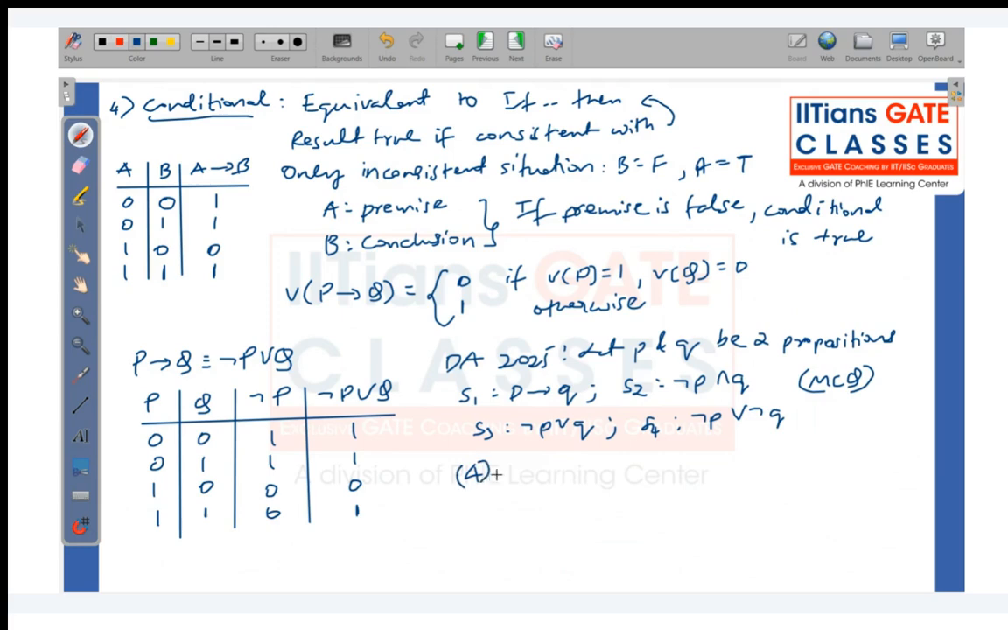Option A, that S1 is equivalent to S3. B is S2 is equivalent to S3. C, S2 is equivalent to S4 and D is S1 is equivalent to S4. So which one is correct? Yeah, E is the correct answer. And moving ahead.